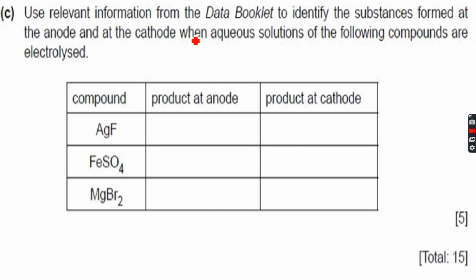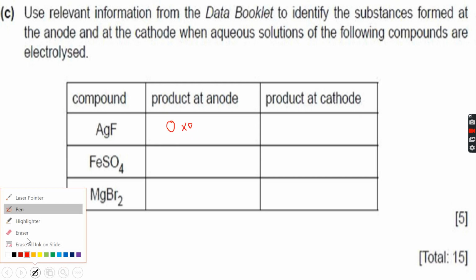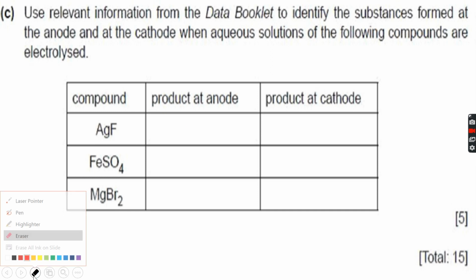Use relevant information from the data booklet to identify the substances formed at the anode and at the cathode when aqueous solutions of the following compounds are electrolyzed. So aqueous solutions, which means not molten, which means H+ and OH- will be present. Now F, fluorine. So according to the discharge series, OH- discharges in preference to fluoride ions, so oxygen will be formed. Oxygen will be formed because OH- discharges in preference to F-.